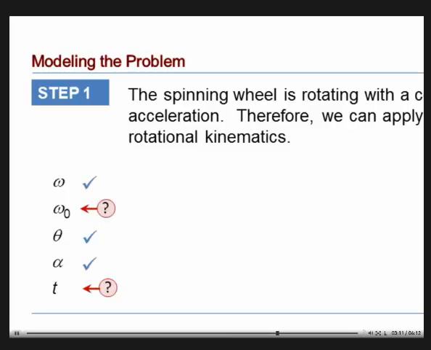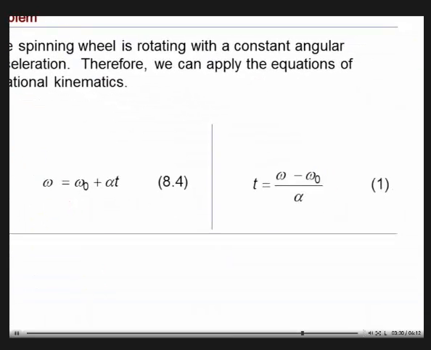We can consult Table 8.1, which lists the equations of rotational kinematics. Since we are interested in finding the elapsed time, we have a few choices of which equation to use. We'll use equation 8.4. This equation can be solved for the elapsed time, which is shown as equation 1 on the right-hand side of the screen. We still have one parameter, the initial angular velocity, that is unknown.